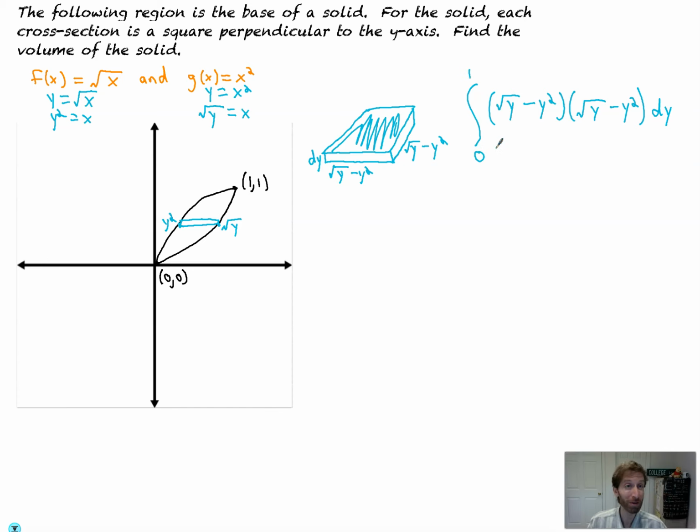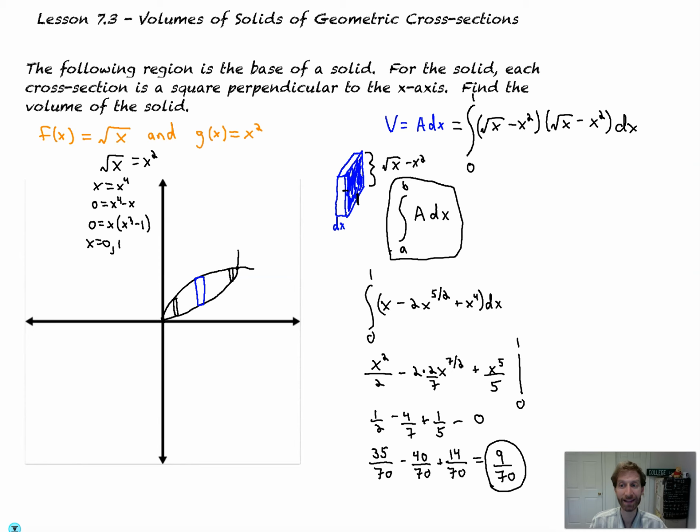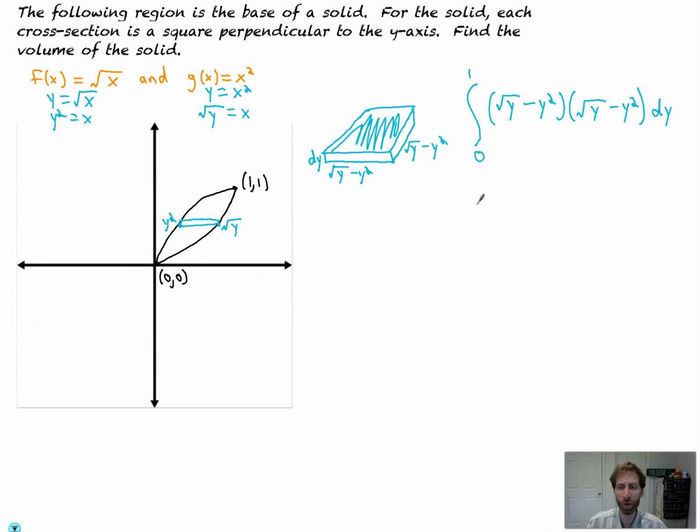Well, there's no real reason for me to integrate that out by hand, because if you notice our last problem, it's the same exact setup. Now that's just coincidence. So if we integrate all of this out, we're going to end up with 9/70ths like we did last time. So the main idea here is not about how to integrate it. It's about how to set up the integral, as it's been in this whole chapter.